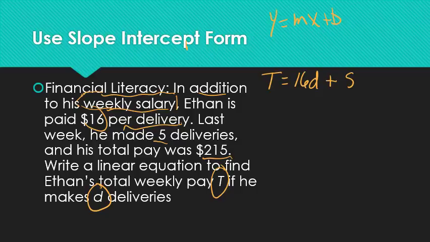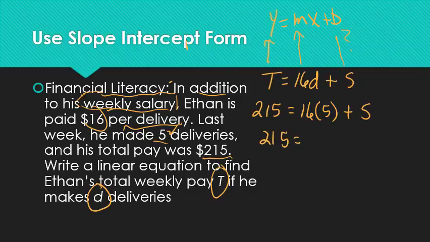Now let's plug in what we know. We know that he made total pay last week of $215 and that he made 5 deliveries. So we got 16 times 5. And in addition to that, he got his weekly salary. So let's solve for what his weekly salary is. And if you look at this, let's go back. The T corresponds here to the Y. 16 corresponds to the slope M. And what we're really trying to find is that y-intercept, or S. So let's see, we got 215 equals, let's see, 16 times 5.